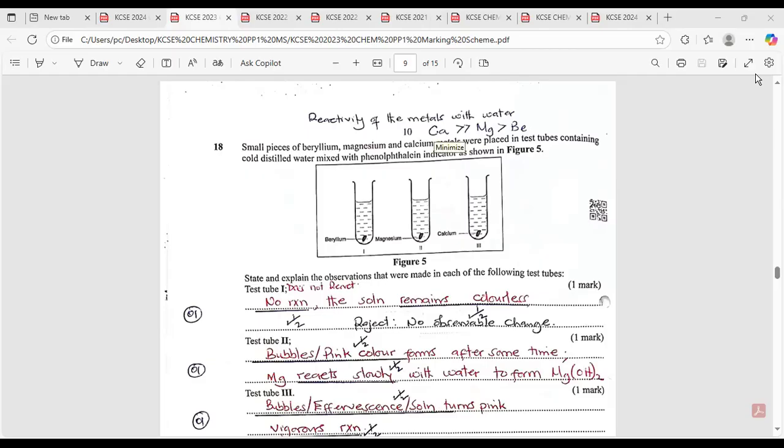Small pieces of beryllium, magnesium, and calcium metals were placed in test tubes containing cold distilled water mixed with phenolphthalein indicator as shown in figure 5. State and explain the observations that were made in each of the following test tubes. Test tube 1. Okay. So what is happening in this case? We are trying to test the active part of air.